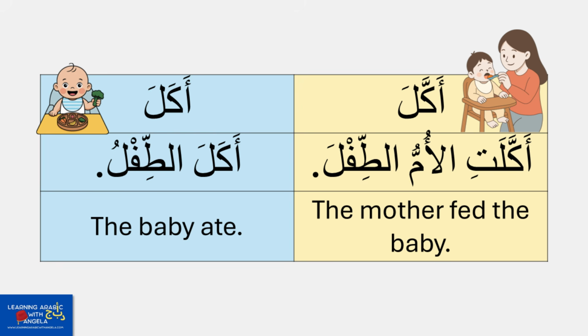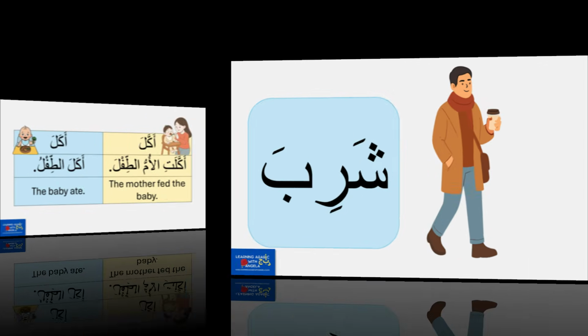Notice the difference. In the first sentence, أكل الطفل, the baby ate. The baby is doing the action. But in the second sentence, أكلت الأم الطفل, the mother fed the baby. In other words, she made the baby eat. That's the secret behind Form 2. Can you see the pattern?